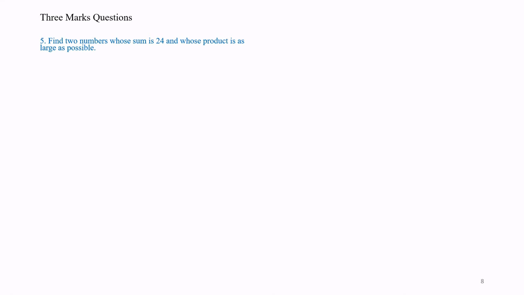Find two numbers whose sum is 24 and whose product is as large as possible. This is question number 5.